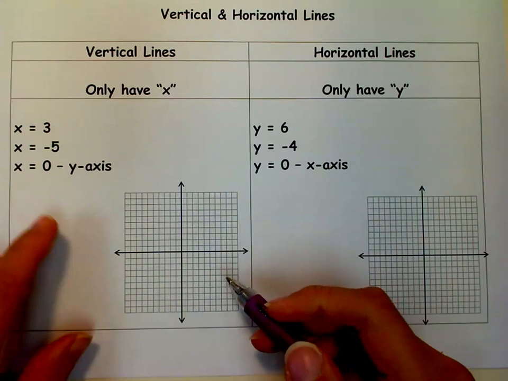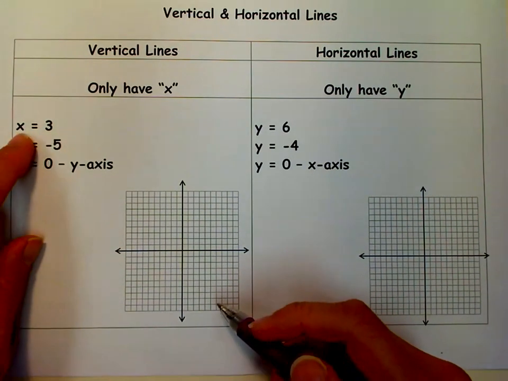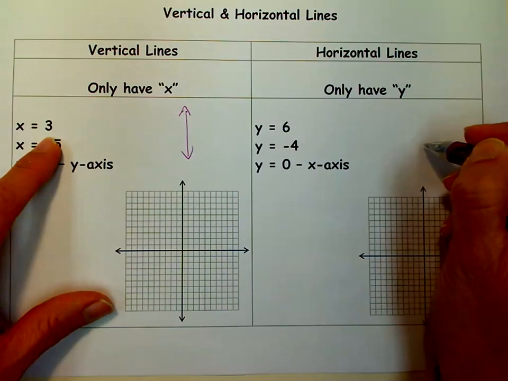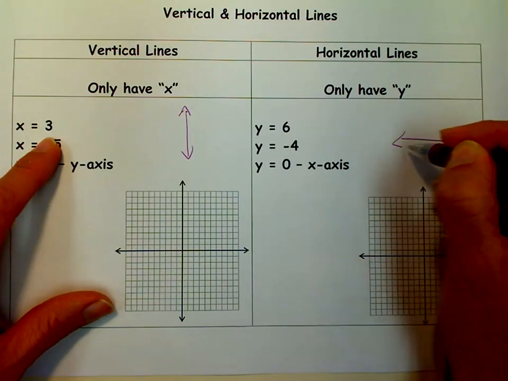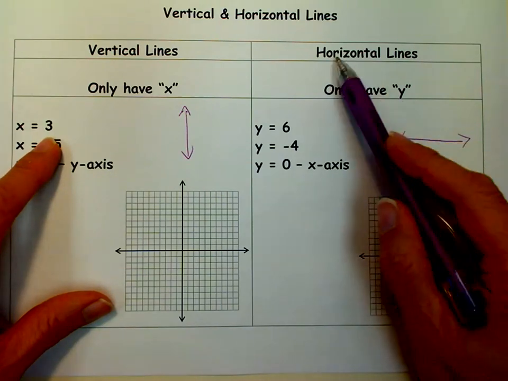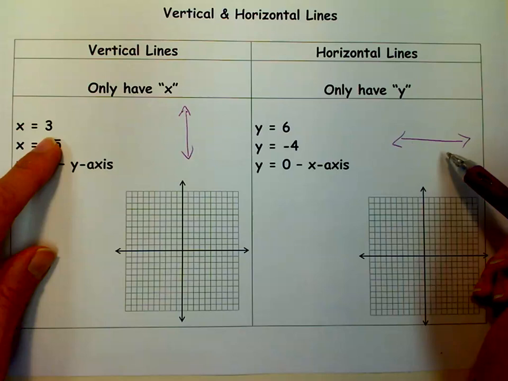Keep in mind, I just want to graph a few. An x equals line is a vertical line. That means it goes up and down, and a horizontal line goes left to right, kind of like the horizon. If you look out on the horizon, that's how I used to remember which one was which.